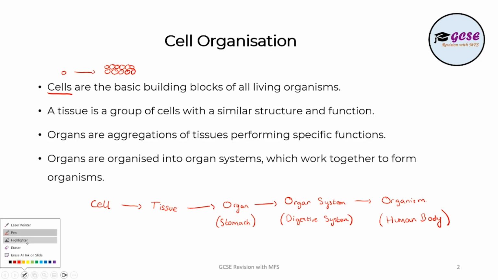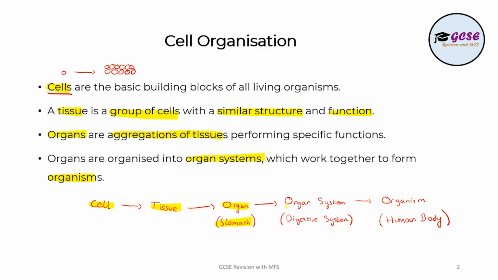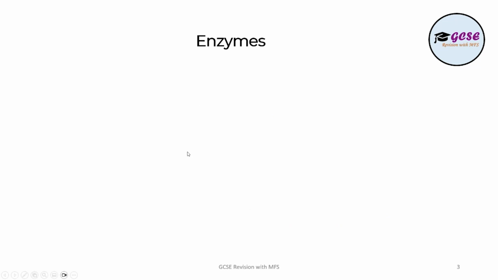So what you need to know from this slide is that the cells are the basic building blocks of life. Then you've come across a tissue, a group of cells forming a similar structure and function, and then organs are aggregations of tissues forming similar functions, and then organs are organized into organ systems which work together to form an organism. So basically you need to know this flow diagram that I've drawn here. So if we move on now to look at enzymes.